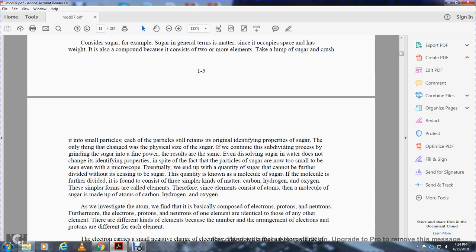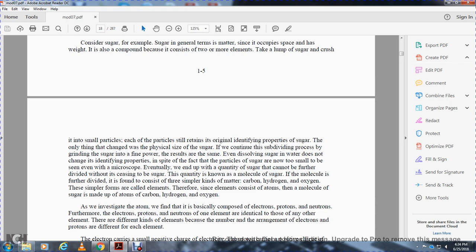Dissolving the sugar in water does not change its identifying properties. Despite the fact that the particles of sugar are now too small to see, even with a microscope, eventually we end up with a quantity of sugar that cannot be further divided and still be sugar. This quantity is known as the molecule of sugar. If the molecule is divided further, it consists of three simpler kinds of matter: carbon, hydrogen, and oxygen. These simple forms of matter are called elements.